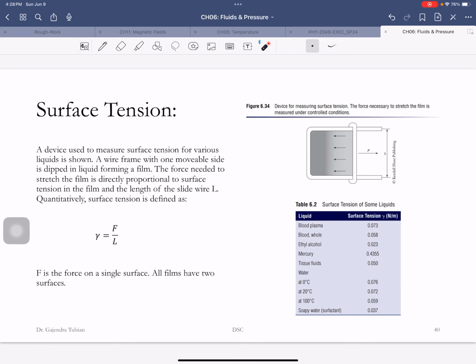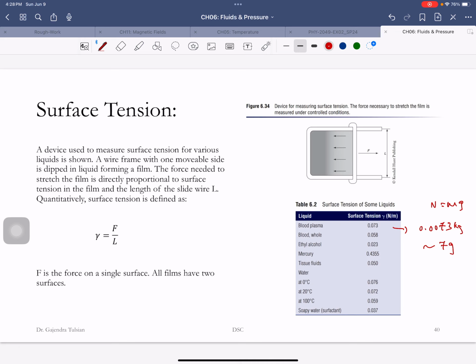And for blood plasma, it's 0.073 Newton per meter. The surface tension is denoted by gamma. It's 0.073 Newton per meter. So what that means, Newton, I'm going to give you an equivalent in grams. If you divide by g, which is about 10, that would correspond to 0.0073 kilograms, which is 7 grams.